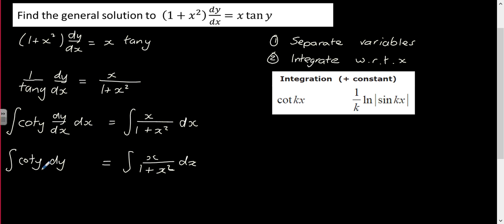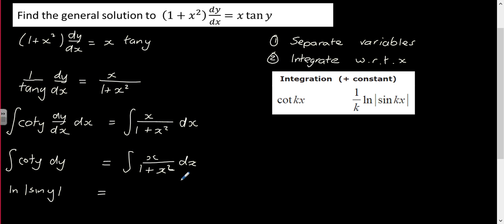So we integrate cot y with respect to y. We end up with log of sine y. Okay, there's no multiple on the y here, so there's no fraction in front. Remember, the plus c is going to be whacked on at the end. Now, integrating x over 1 plus x squared.